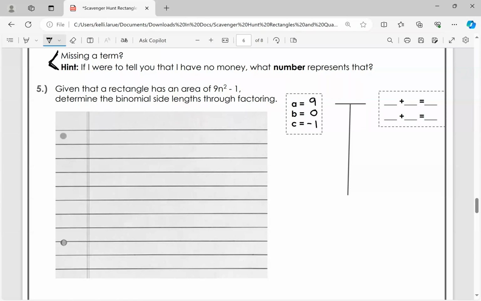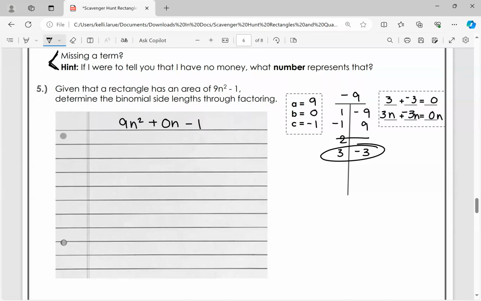We want factors of a times c that add to b. So factors of negative 9 that add to 0. I do expect you to run through your little factor tree. Okay, and we can see those factors of a times c that add to b here. So we know that 3 plus negative 3 equals 0, and also 3 times negative 3 equals negative 9. I expect you to also pull in on your variables and rewrite this little addition fact. Okay, and then from here, you're going to go ahead and go through the factoring process. We're going to copy down our original problem, and we're going to replace our b term with what it's equal to.